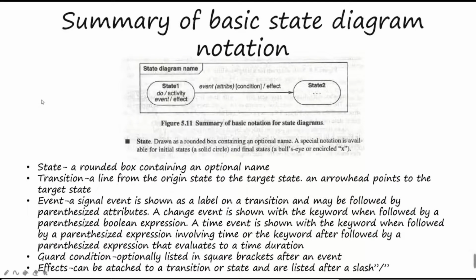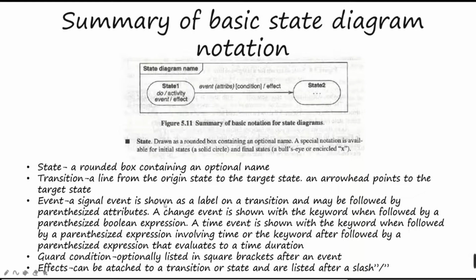Okay, this is a summary of basic state diagram notations. A box with a tag is the state diagram name, and a rounded box is a state. The transition lines are transitions, with arrows pointing from the source to the target states, and the events, attributes, conditions, and some effects. State is a rounded box. Transition is a line, an arrow pointing to the target.